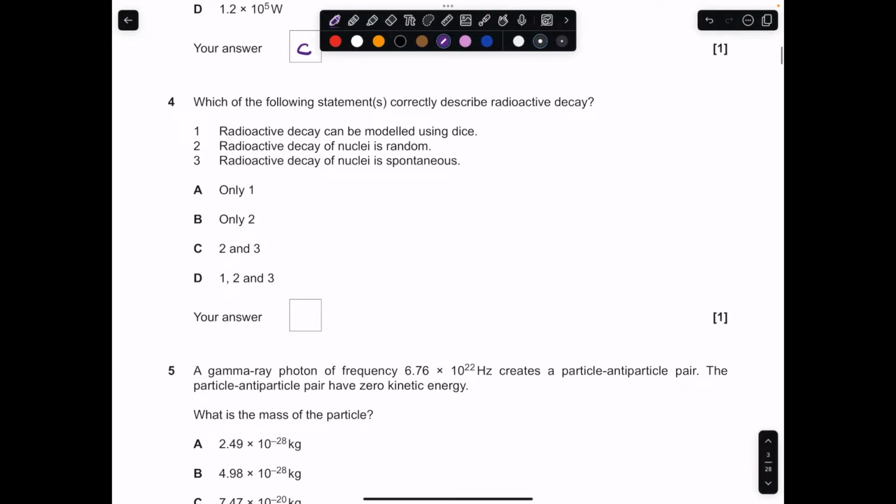Now, for question number 4, it says, which of the following statements correctly describe radioactive decay? 1. Radioactive decay can be modeled using dice. Yes. It is random, indeed, and is spontaneous, so all 3 are correct, therefore D is the correct option.